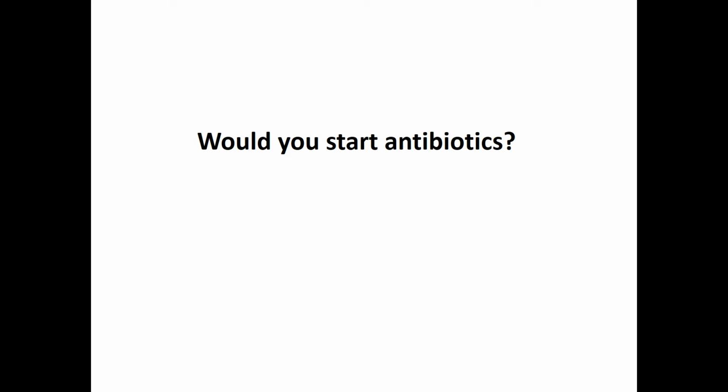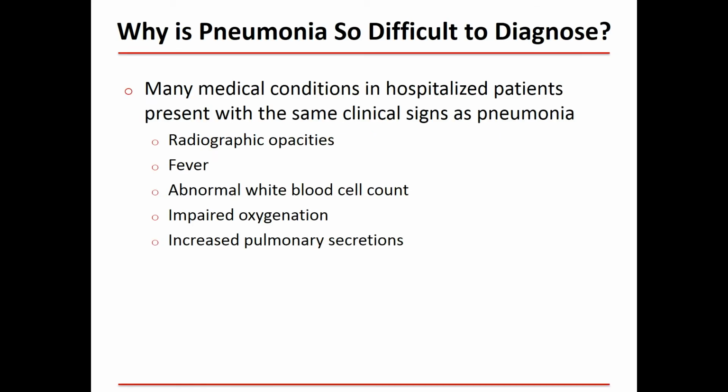And so the question is, why is pneumonia so difficult to diagnose? I think the core issue is that many medical conditions in hospitalized patients present the same clinical signs as pneumonia. If you think about the core clinical signs for pneumonia, radiographic opacities, fever, abnormalities of white blood cell count, impaired oxygenation, increased pulmonary secretions, you will no doubt be able to think of a large differential diagnosis for each of those clinical signs. In other words, many things that can go wrong for a patient on a ventilator have a core common set of clinical signs with which they manifest.